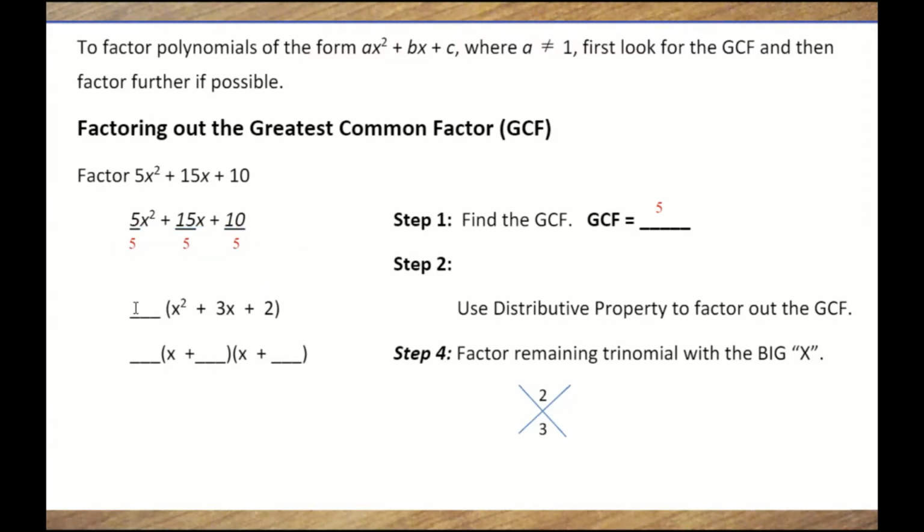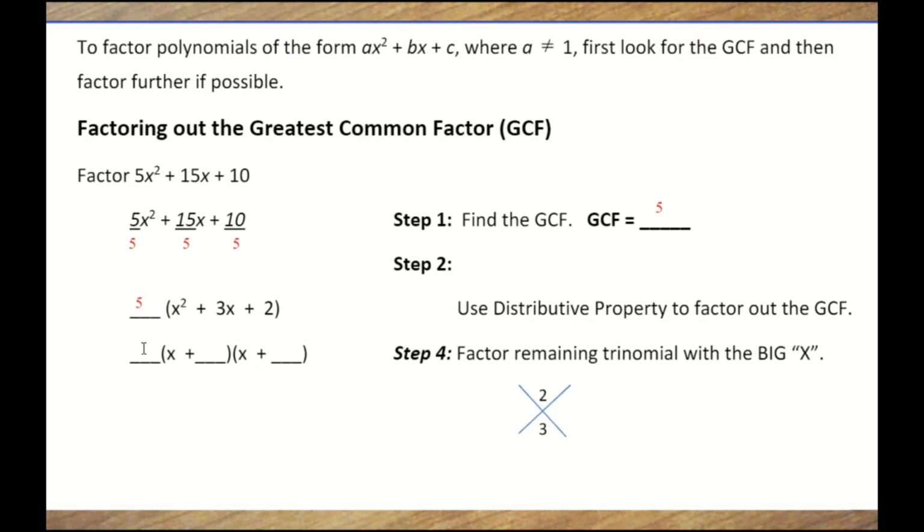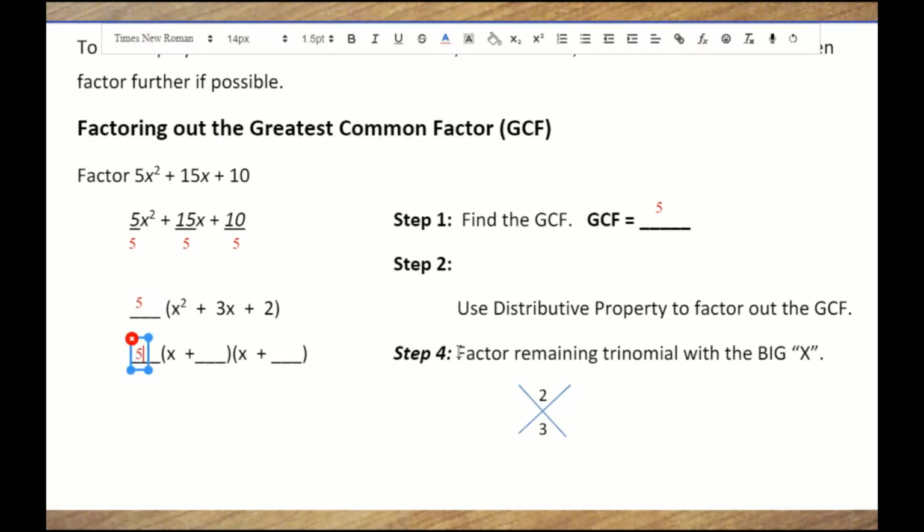Okay, and it's not like that 5 just goes away. I'm effectively factoring it out, so it's like using the distributive property but backwards. If I were to distribute this 5 into this polynomial, I should end up with the 5x squared plus 15x plus 10. Now, once you factor out that 5, again, it doesn't disappear. You still have that factor of 5 all the way down until you're done.